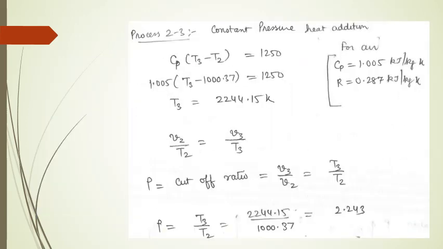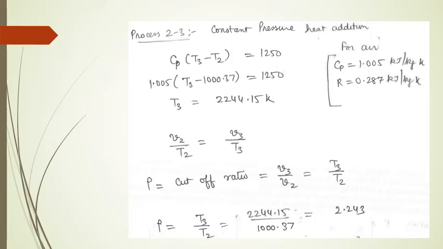Now as the 2 to 3 process is a constant pressure heat addition process, Cp into (T3 minus T2) is equal to 1250. With the help of this expression, we can get the value of T3, which comes out to be 2244.15 Kelvin.